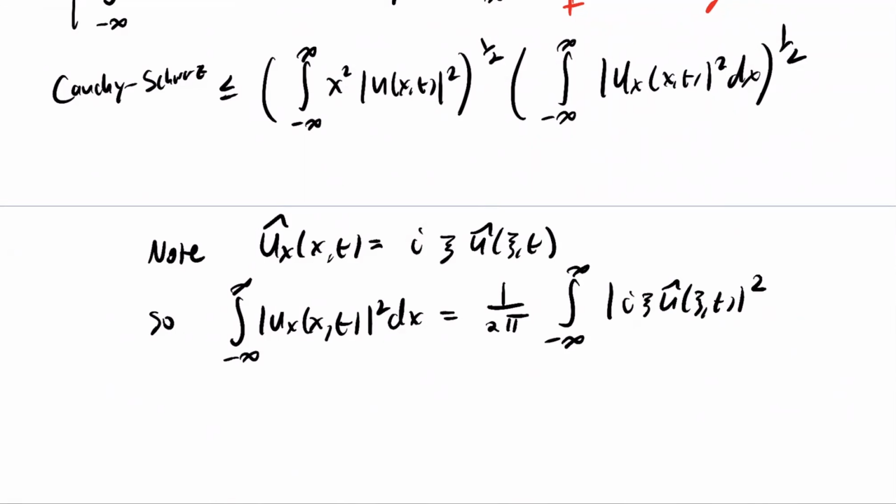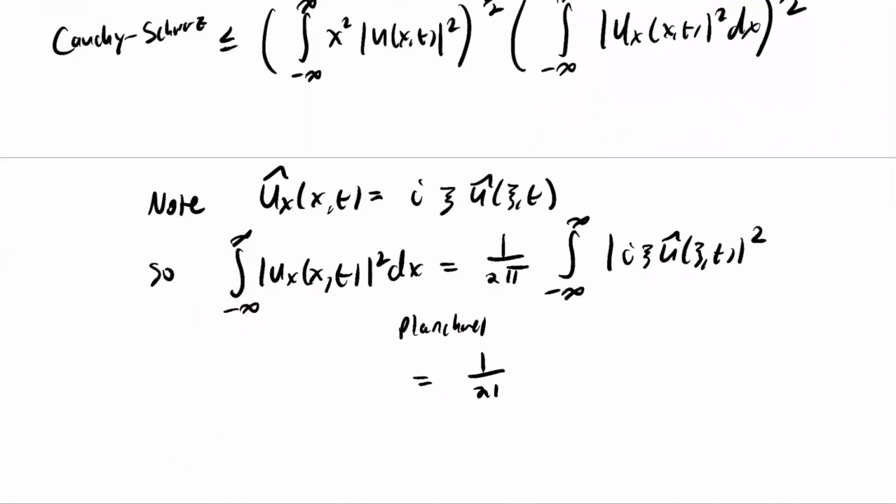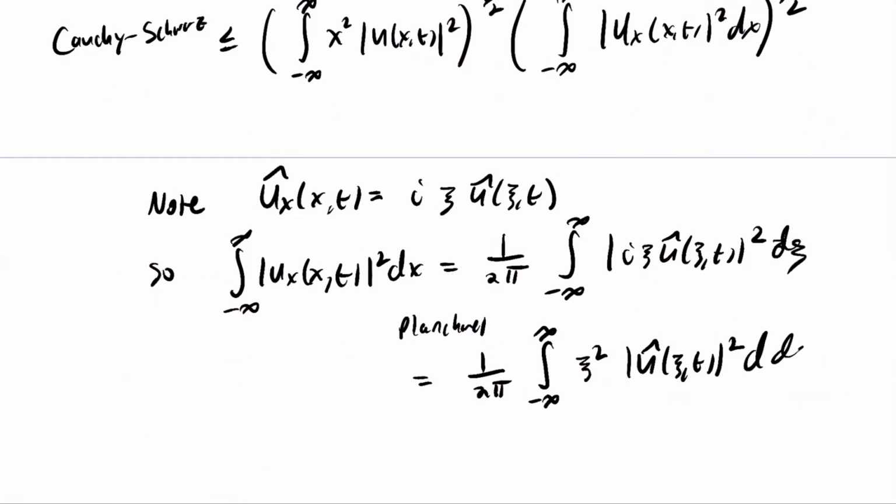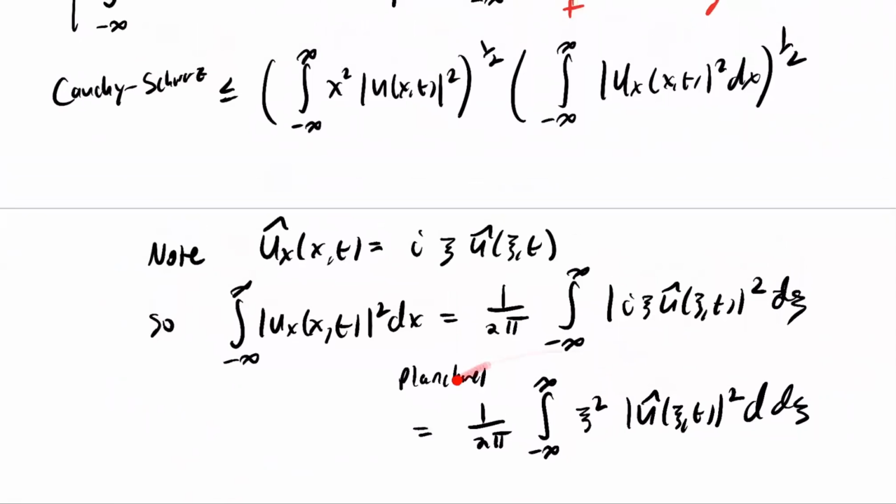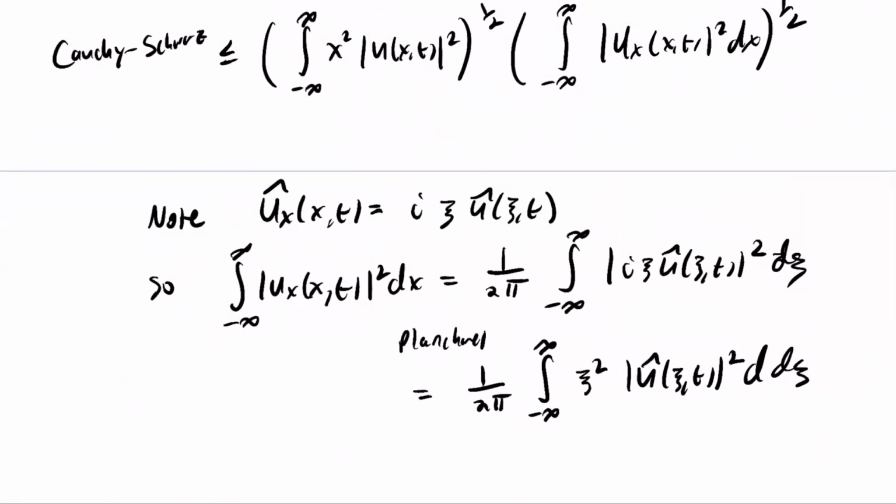Right, so this is just Plancherel. And so this is equal to 1 over 2 pi times the integral from minus infinity to infinity of c squared, because the absolute value of i is 1, times the absolute value of u hat squared with respect to c, right? And so if I plug this formula into this quantity here, we get exactly one side of our inequality, right? And so this is equal to the integral from minus infinity to infinity of c squared times u hat squared.